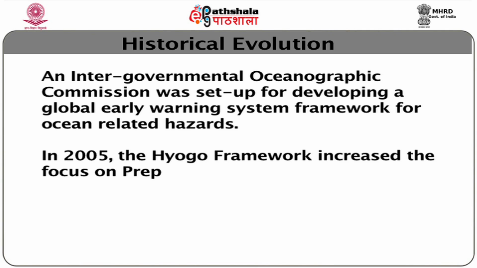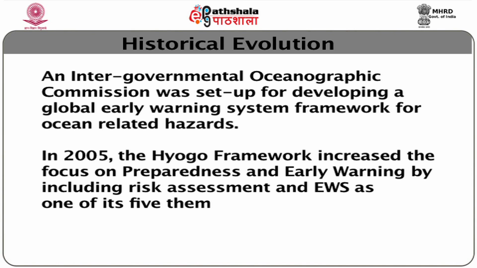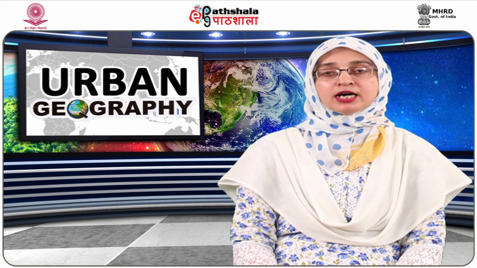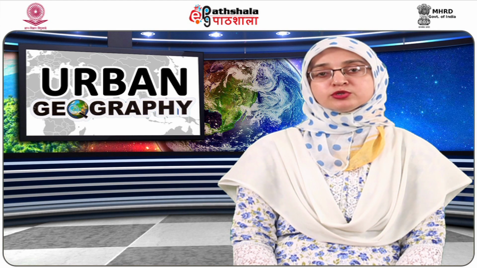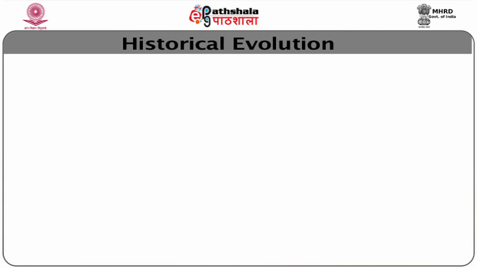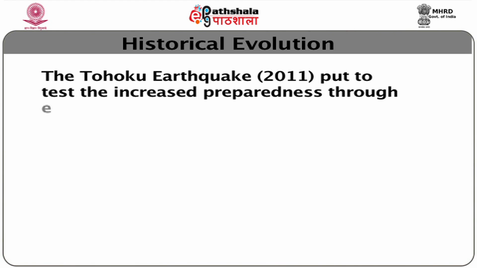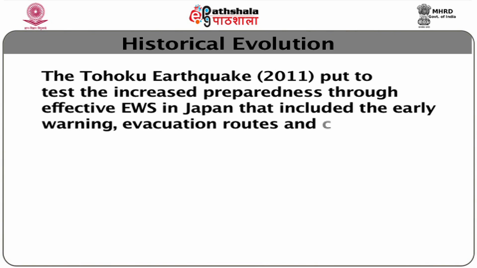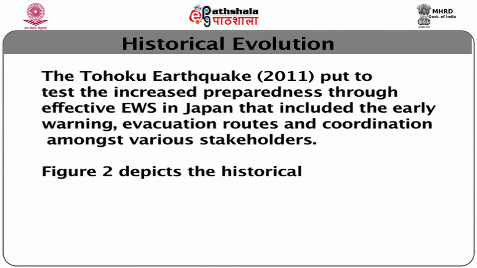In 2005, the Hyogo framework increased the focus on preparedness and early warning by including risk assessment and EWS as one of its 5 themes. In 2006, UNISDR developed a checklist for early warning system to aid governments in reducing impacts across the world. The Tohoku earthquake in 2011 put to test the increased preparedness through effective EWS in Japan that included the early warning, evacuation routes, and coordination amongst various stakeholders.